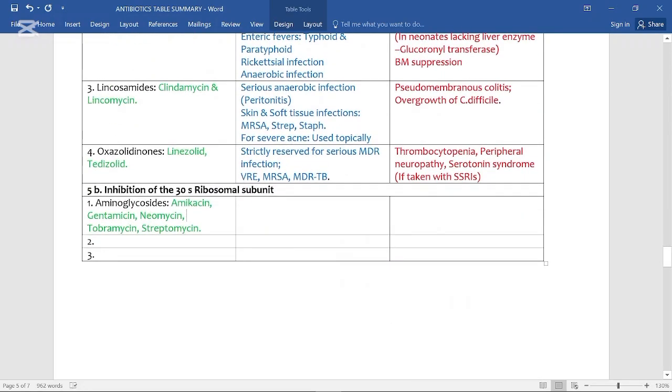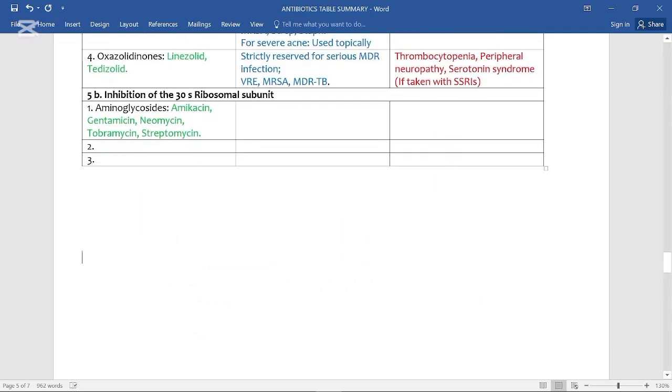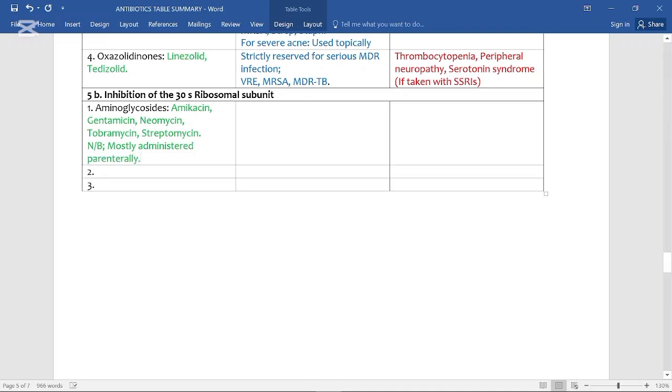So I want to put a short note here. An NB. One thing that you have to know: most of these drugs are highly polar, and they're not easily absorbed in the GIT. So in most scenarios, we always administer them parenterally. So they're always administered either through the intramuscular route or the intravenous route. So that being said, let's continue now.